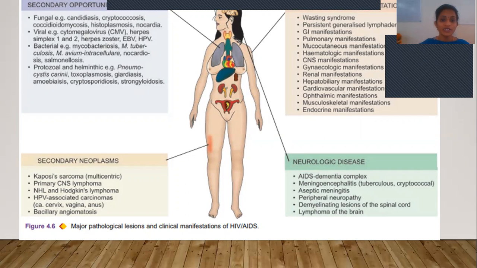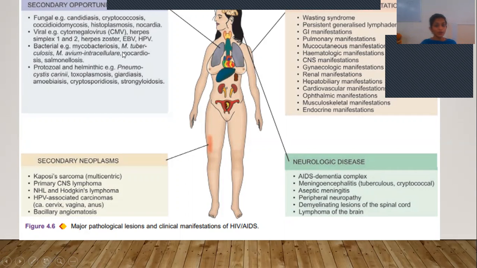And then secondary opportunistic infections. As I said, in case of HIV, as our body's immune system is compromised, it will invite infections. Because of that, there will be more number of other infections taking place. They include fungal infections like candidiasis, cryptococcosis, coccidioidomycosis, histoplasmosis, nocardia, and other viral infections like cytomegalovirus, herpes simplex, herpes zoster, Epstein-Barr virus, that is EBV, and HPV, which is human papilloma virus, which causes cervical cancer. And then bacterial infections like mycobacteriosis.